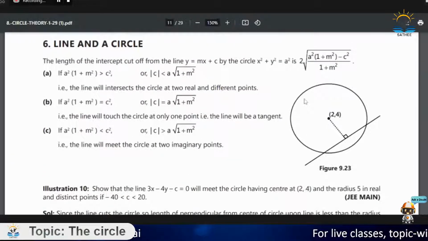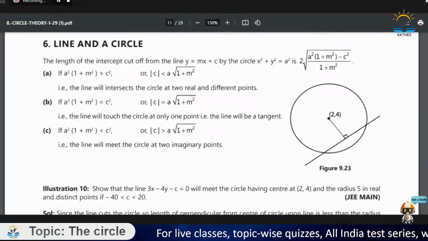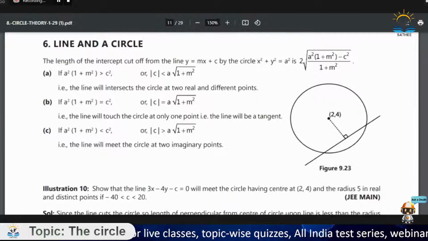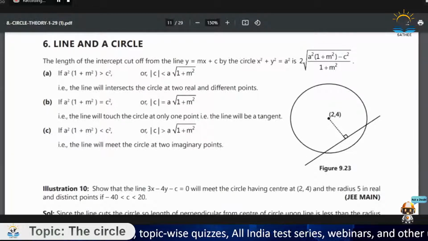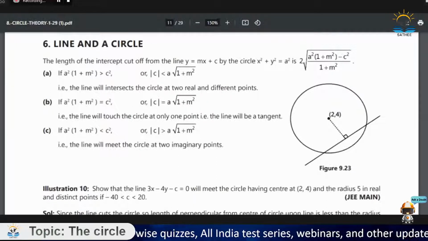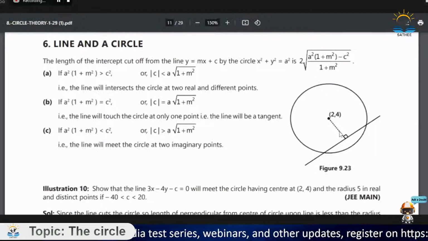Line and a circle. Now suppose there is this line y = mx + c, and we have this circle x² + y² = a². We will basically now substitute this y coordinate in this. We will get a quadratic equation, and from that quadratic equation we can know the distance between the center and that line.